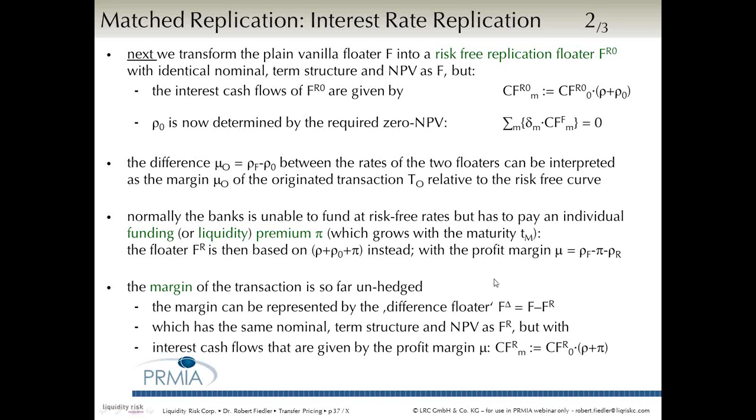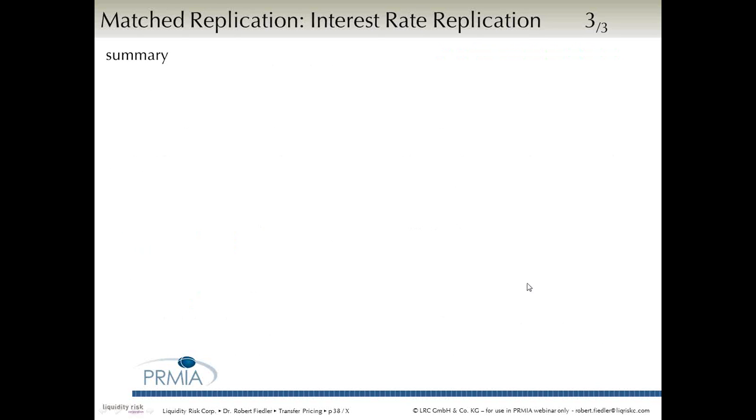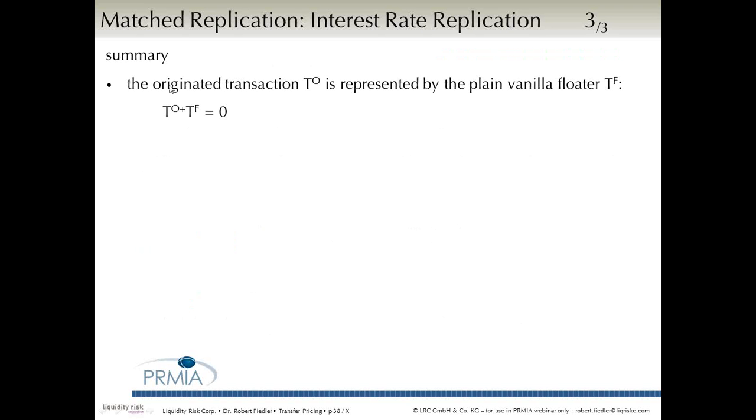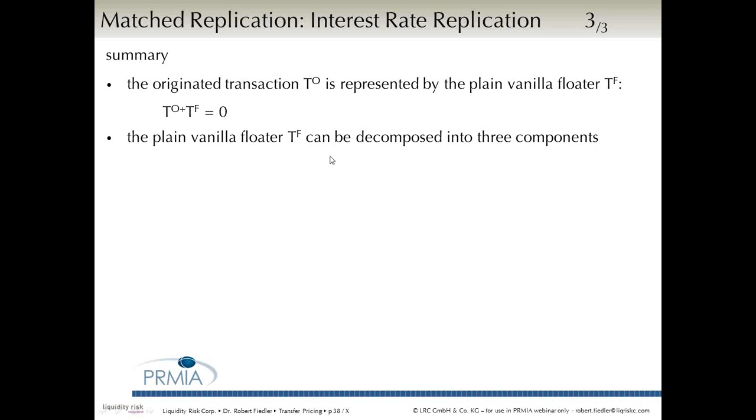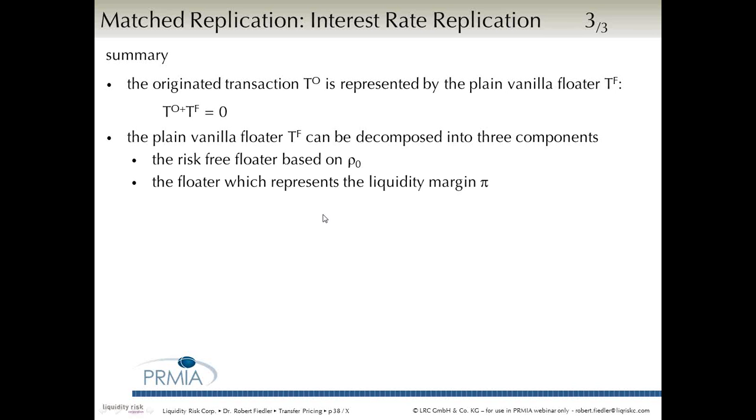Okay. The next thing is the margin of the transaction is so far unhedged, so you might think if you want to hedge the different floater as well, but you can do this or can leave it. Okay, what have we done? The originated transaction is represented by this first floater, which is equal in value to it. The plain vanilla floater can then be decomposed in 3 components: the risk-free floater, the floater which represents the liquidity margin, and the floater which represents the profit margin.